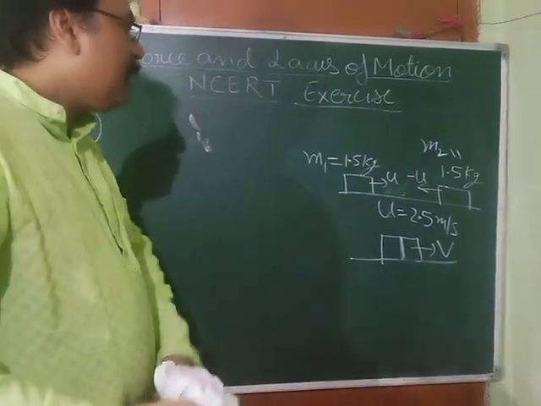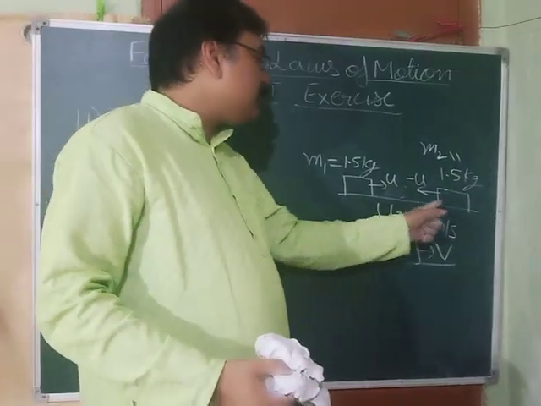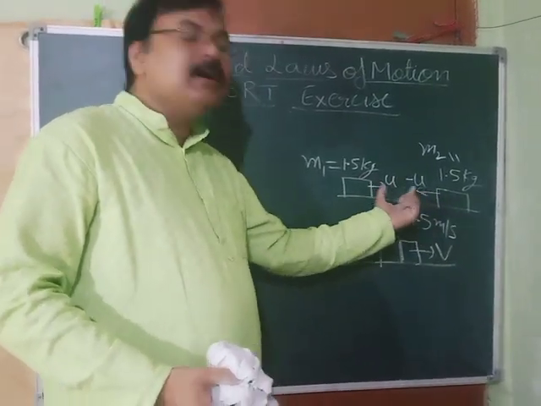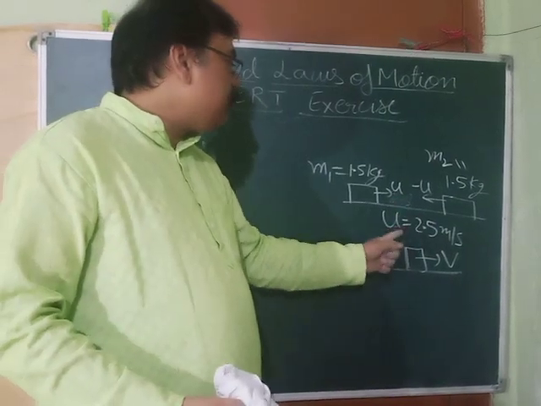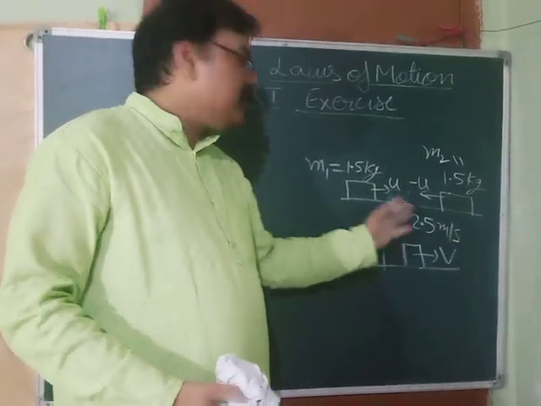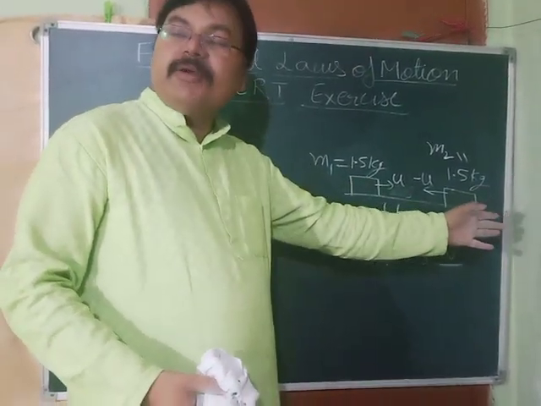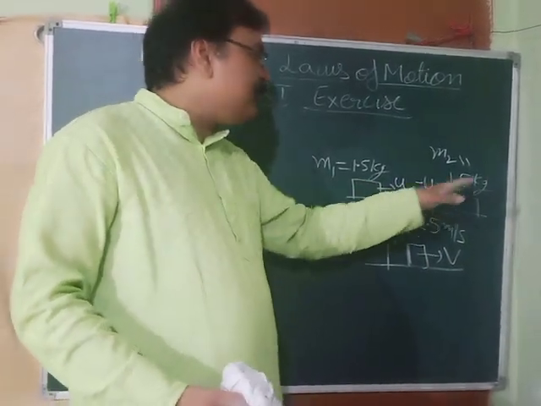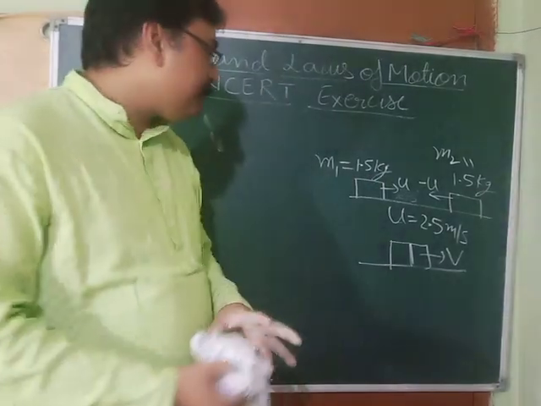And this is moving with velocity u. This is also moving with velocity u. But both are moving along the same straight line and in the opposite direction. And what is the value of u? It is 2.5 meter per second. So this is moving in this direction with a velocity of 2.5 meter per second, and this is moving in the opposite direction. So if you take this direction positive, that direction you have to take negative.